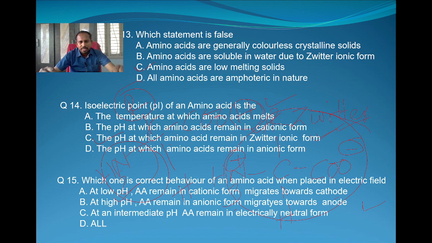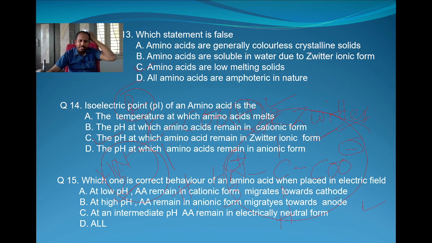When an amino acid is placed in an electric field: at low pH, the amino acid remains in cationic form and migrates towards the cathode. At high pH, it remains in anionic form and migrates towards the anode. At an intermediate pH, it remains in electrically neutral form. All of these, which one is the correct behavior?